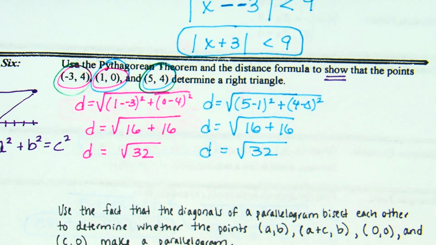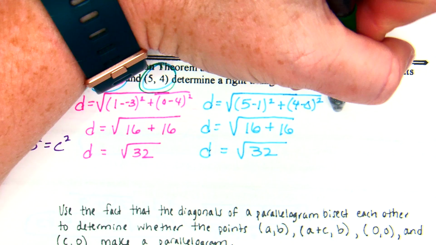If we go left 3, up 4, and we go right 5, up 4. How far apart are they? What? 8? Because they're both 4 up, aren't they? So if you go left 3 and right 5, that is 8 apart. Okay? Now, if you didn't catch that, could you use the distance formula? Definitely.